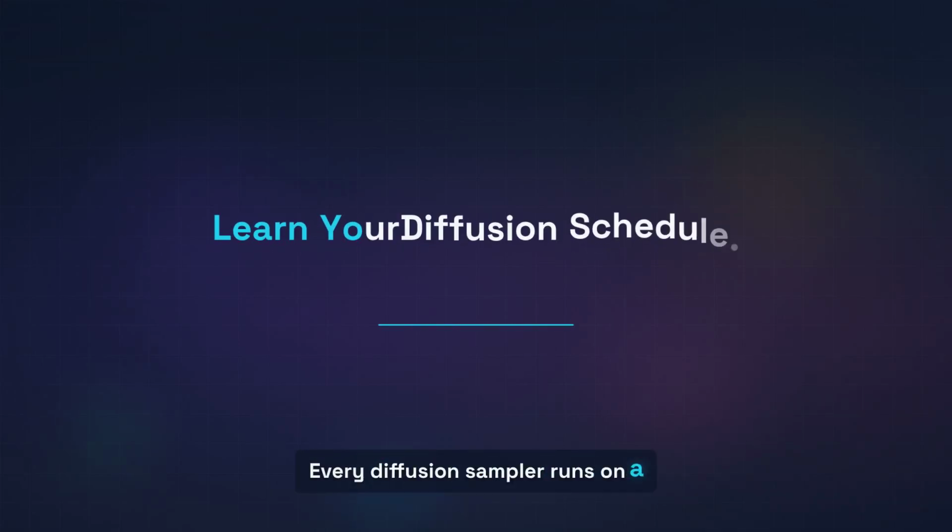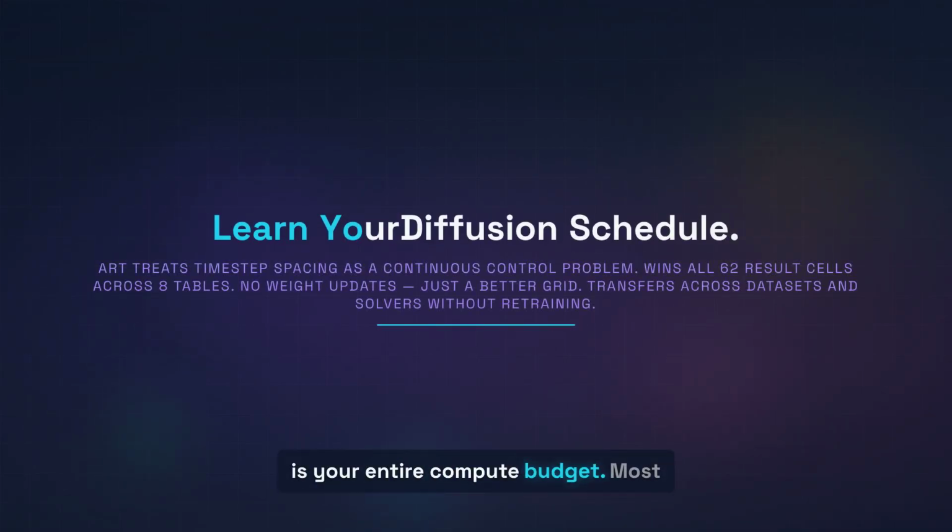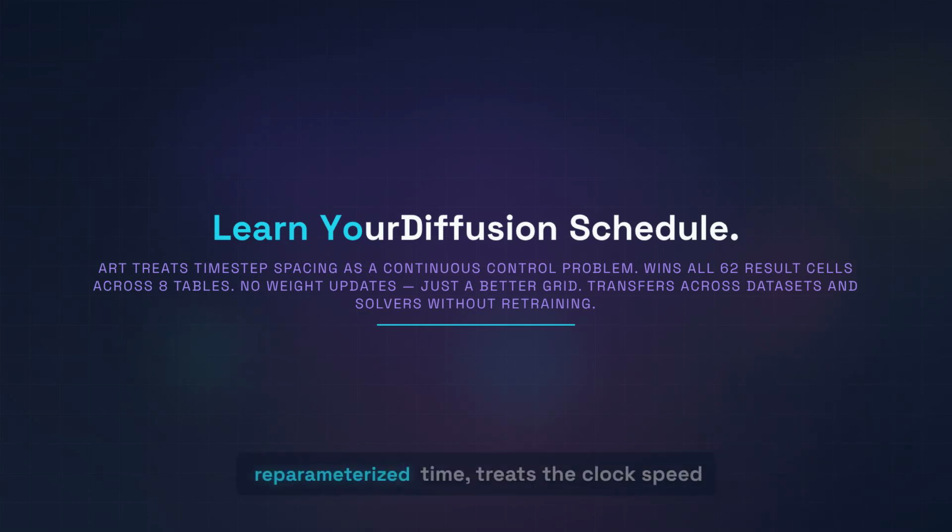Every diffusion sampler runs on a timestep grid, and that grid is your entire compute budget. Most samplers use uniform spacing or a handcrafted schedule like EDM's rho 7 or DPM-Solver's log-SNR mapping. But handcrafted schedules are tuned for specific benchmarks. A paper from Columbia and Hong Kong Polytechnic gives the first control-theoretic framework for learning the schedule. ART, Adaptive Reparameterized Time, treats the clock speed as a continuous control variable.